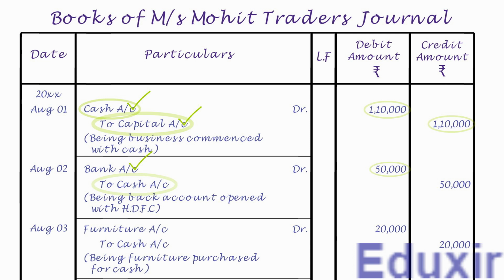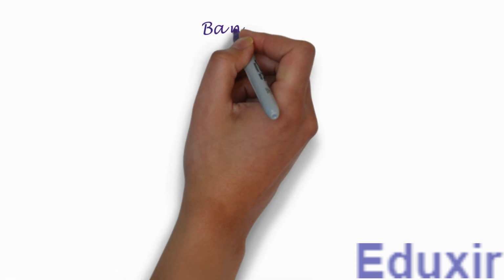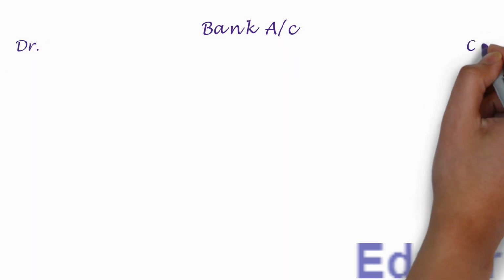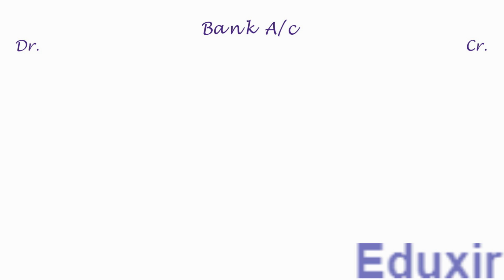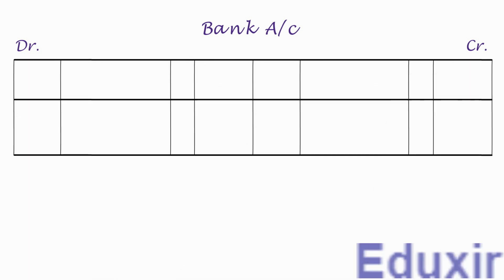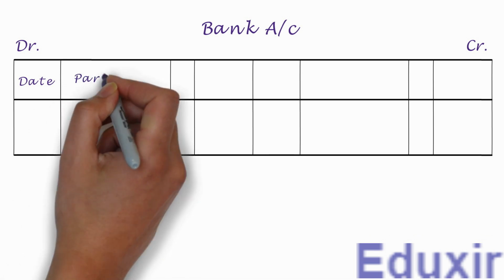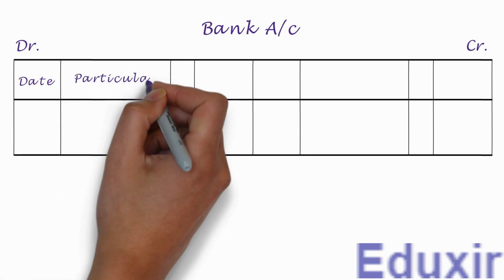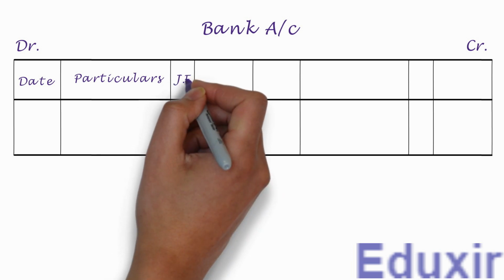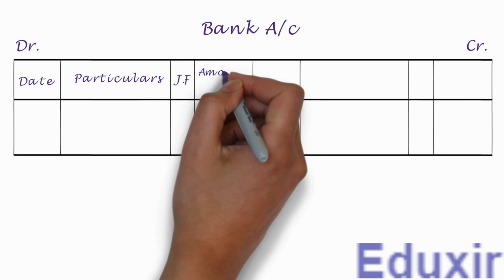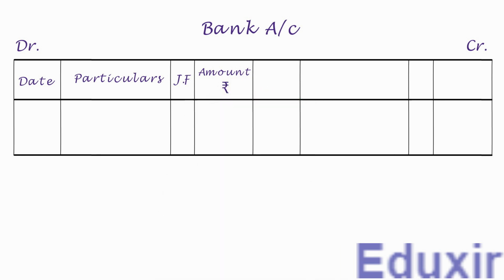For posting this entry, we need to create a ledger account for bank as it is not yet created. Let us first write the title as bank account. Let us then write the headers DR and CR to designate the debit and credit sides respectively. Let us now have the column headings for date, particulars, journal folio, and amount in rupees on the debit side. Let us have the same columns on the credit side also.